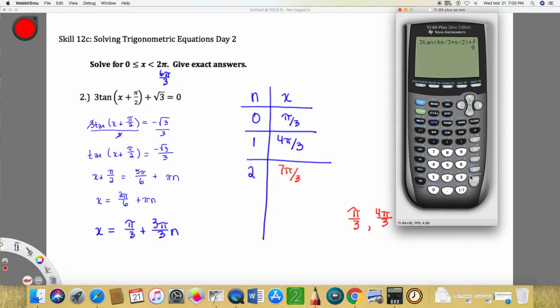So let's bring back that last entry and change the 4 pi over 3 to just pi over 3. And we should still get 0, and we do. So those were the two solutions that they wanted.